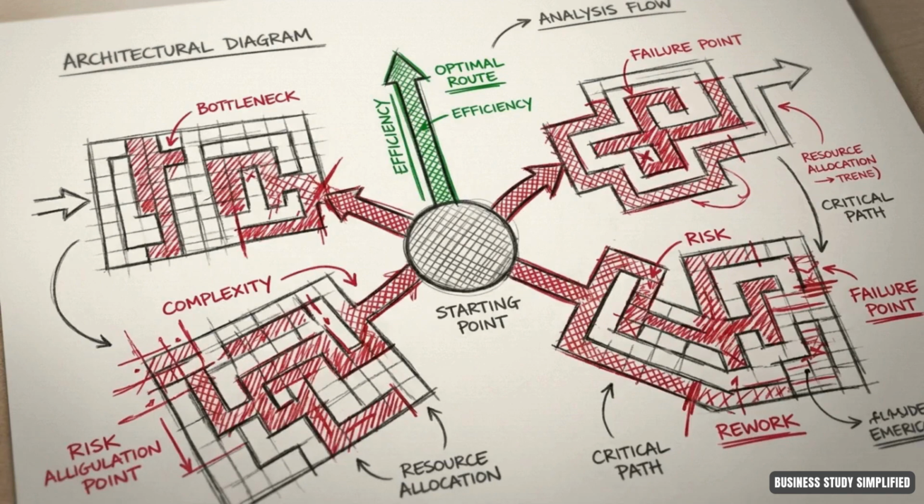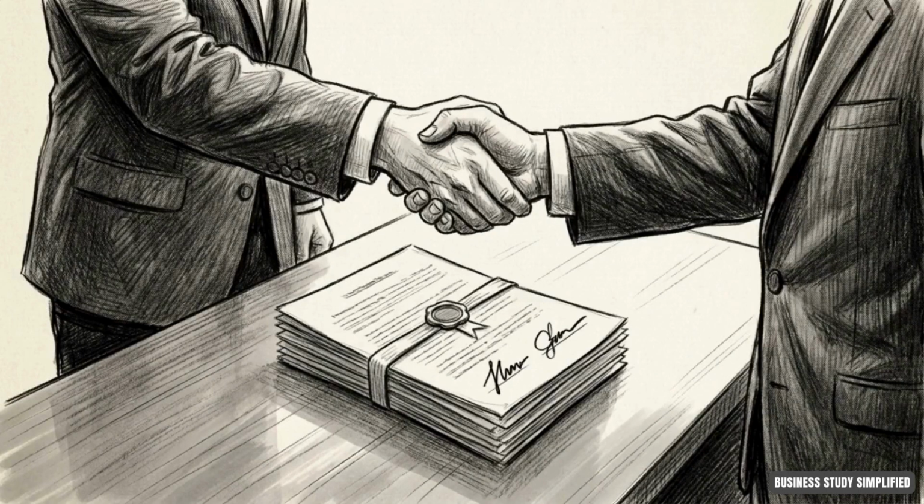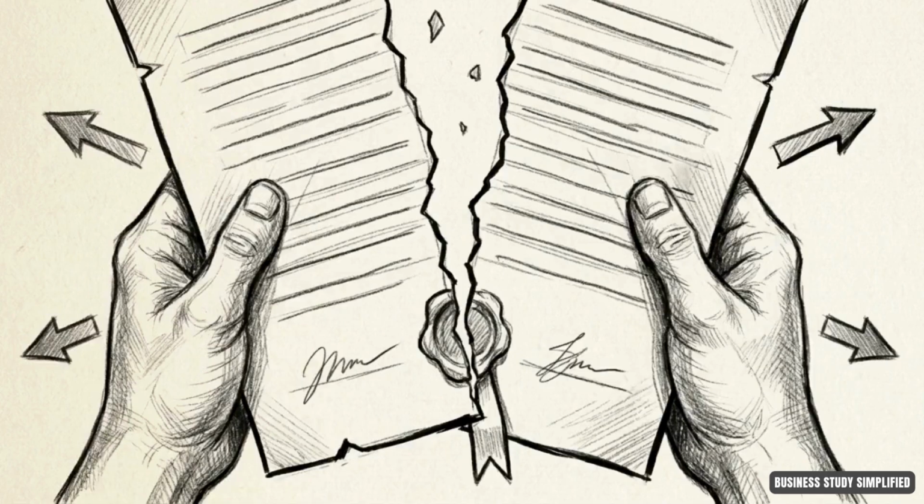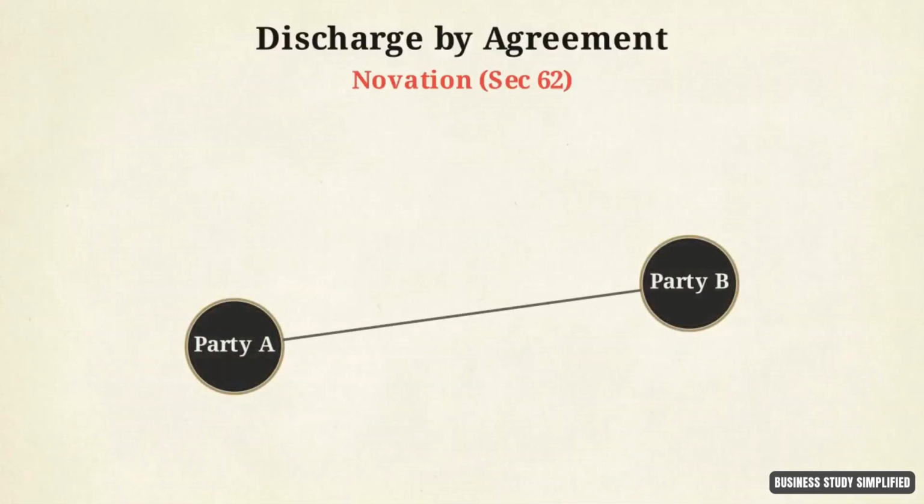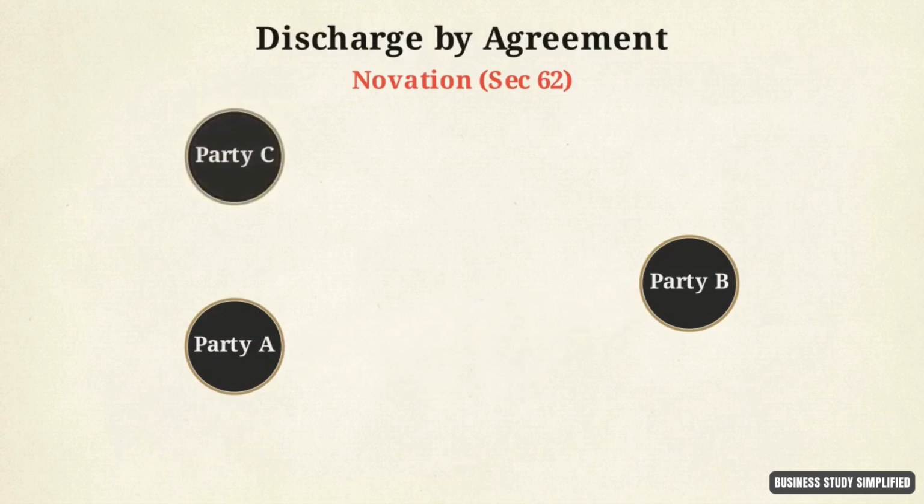The remaining 5 pathways address the legal friction that arises when that ideal scenario fails. Because parties have the power to forge a contract, they also hold the power to dismantle it. The second pathway is discharge by agreement, where both sides mutually decide to end the bond. Section 62 governs novation, replacing the old agreement entirely. Parties can rewrite core terms or transfer debt to a new person.